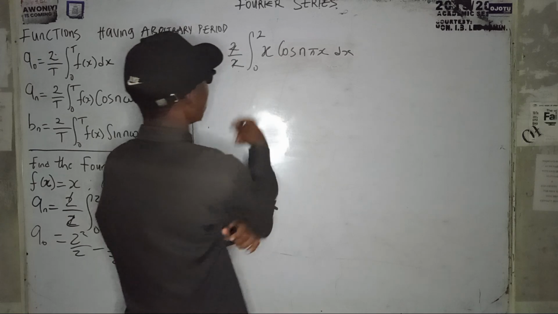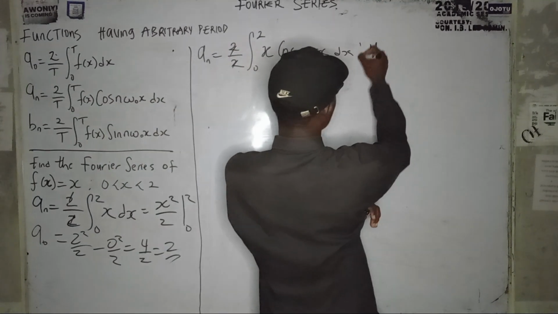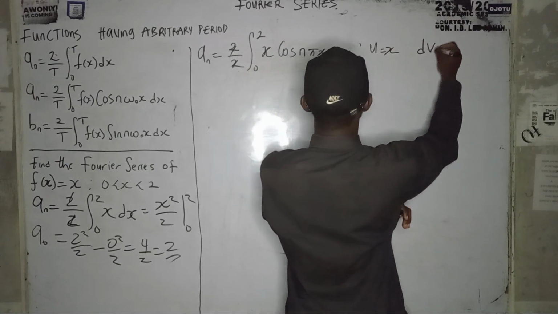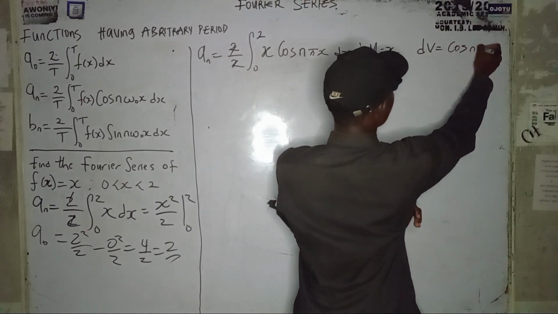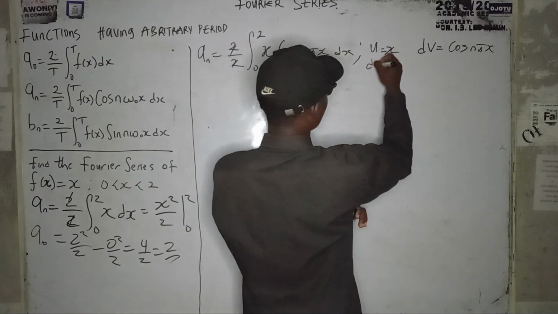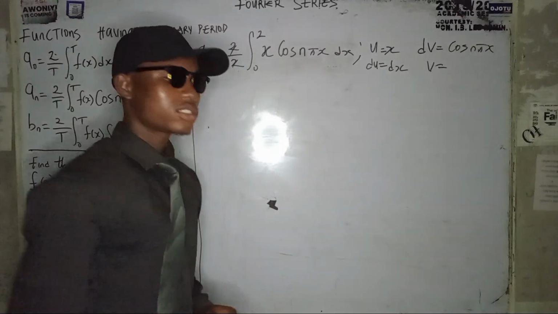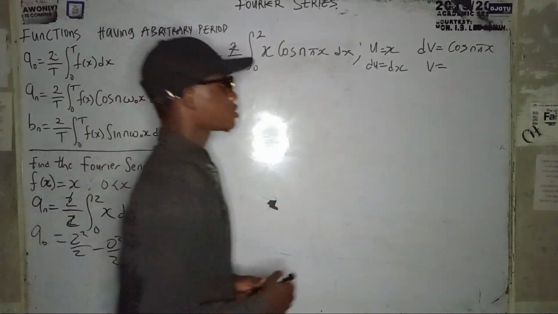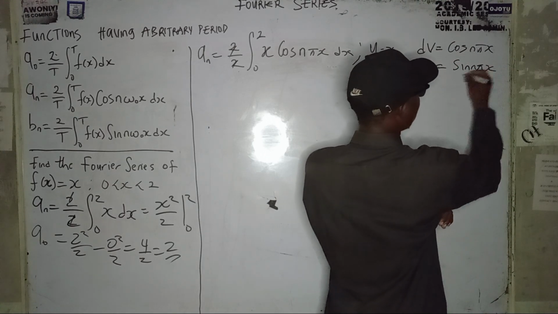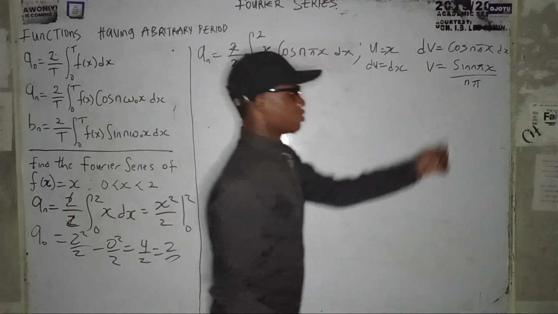So we can continue with our integral by using integration by parts. We have u equals x, and dv equals cos n pi x dx. Integrating, we are going to have sine n pi x over n pi, which is the constant here. So this is what we are going to be getting.